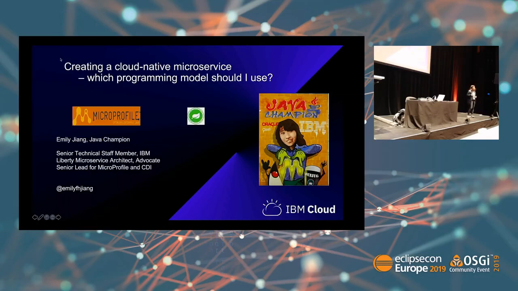I'm Emily Jiang. I'm a Java champion. I work for IBM. I'm a senior technical staff member. I work on MicroProfile and Liberty. Who knows MicroProfile? Okay, brilliant.